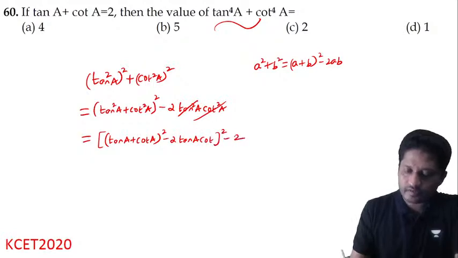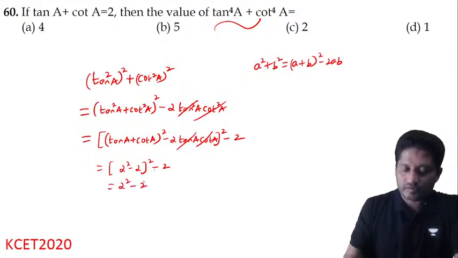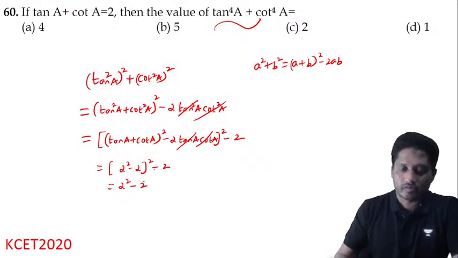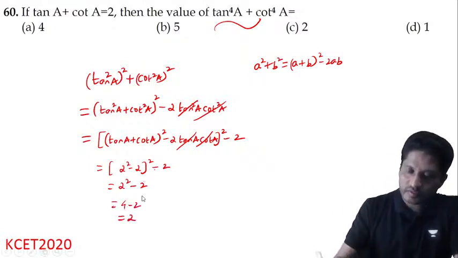the whole square minus 2. Tan into cot will cancel. Alright, tan a plus cot a is equal to 2. 2 square minus 2 the whole square minus 2. This is 2 square minus 2. 2 square minus 2 is 2 only, 2 the whole square. So 4 minus 2 is equal to 2. Answer is option C.